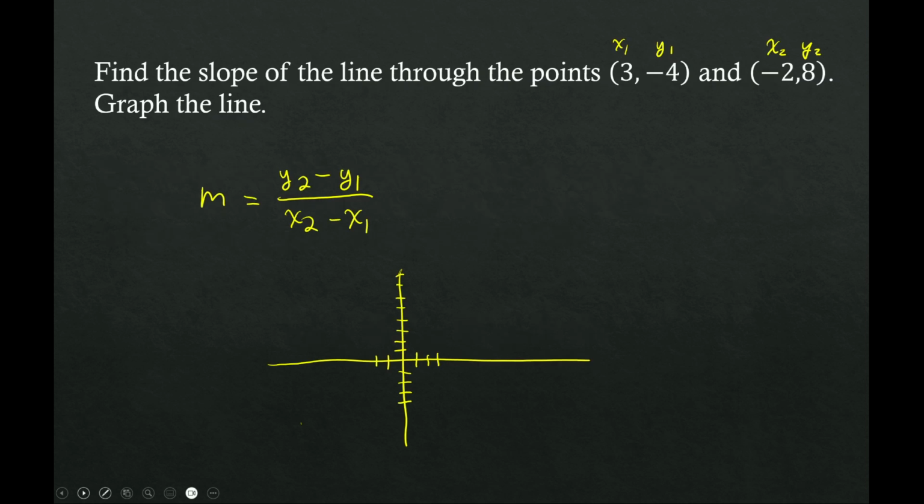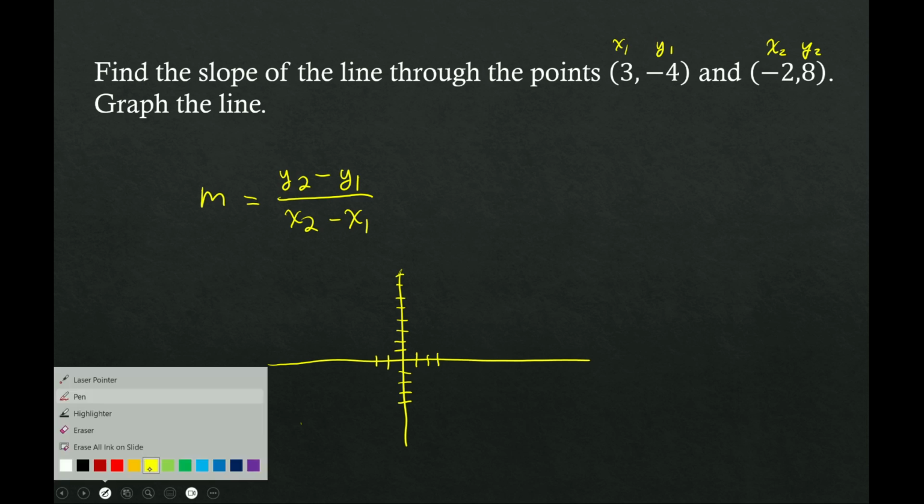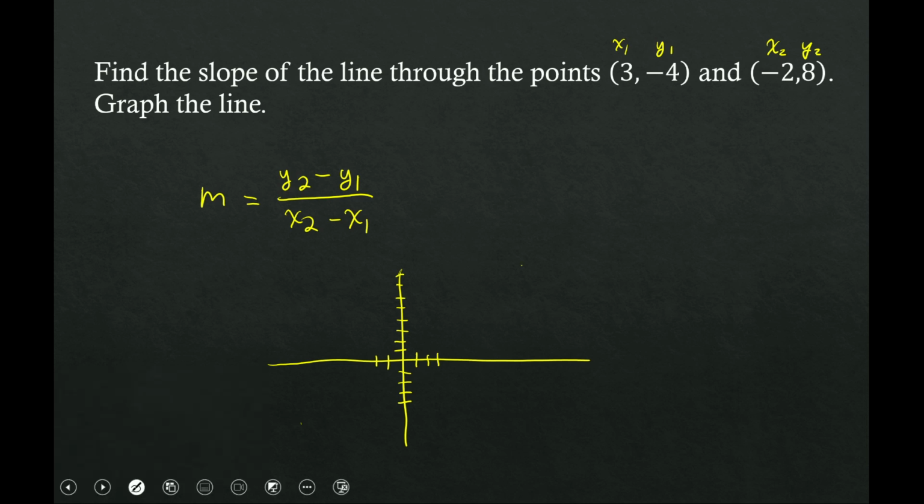We want to find the slope of the line through the points 3, -4, and -2, 8. I'm going to label 3, -4 as the x sub 1, y sub 1 point, and the other one is the x sub 2, y sub 2 point. So then we can find the slope using the formula that we talked about.